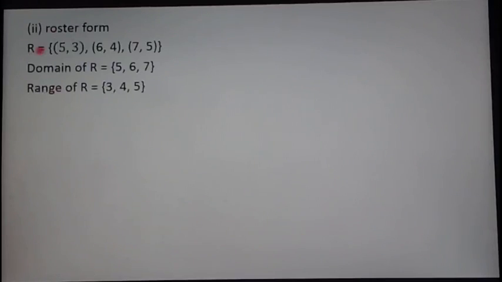In roster form, R equal to {(5,3), (6,4), (7,5)}. The domain of R, the first members, is 5, 6, 7, and the range of R, the second numbers, is 3, 4, 5.